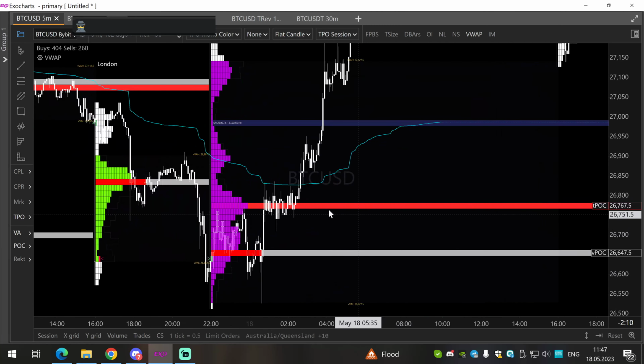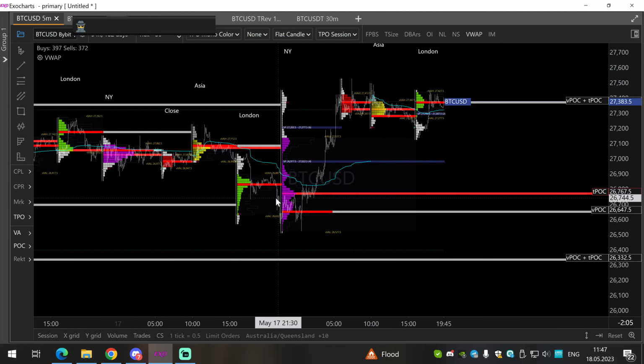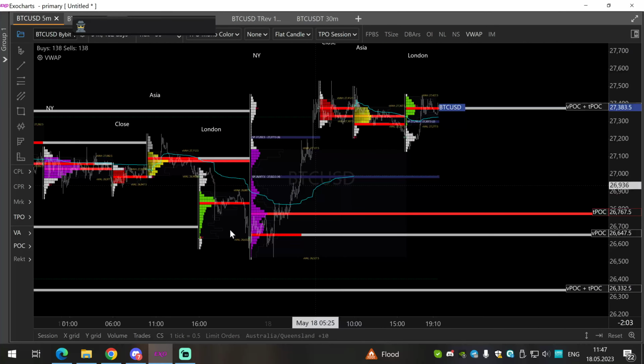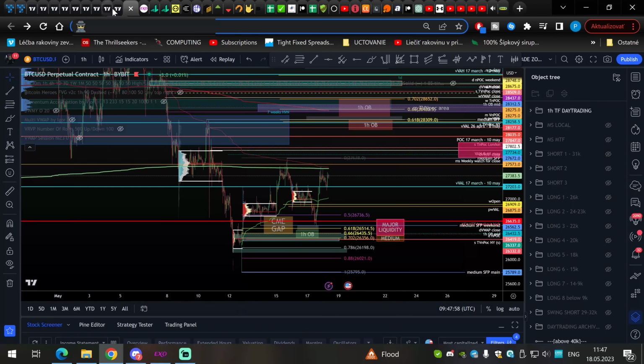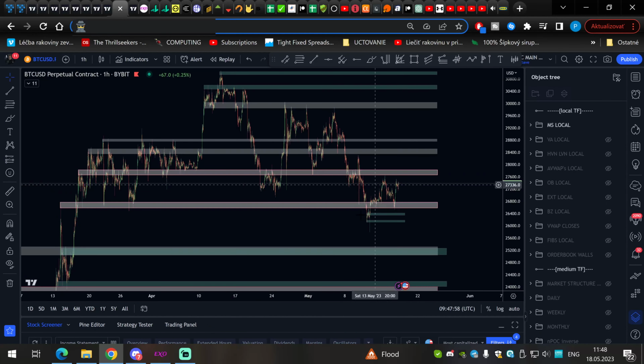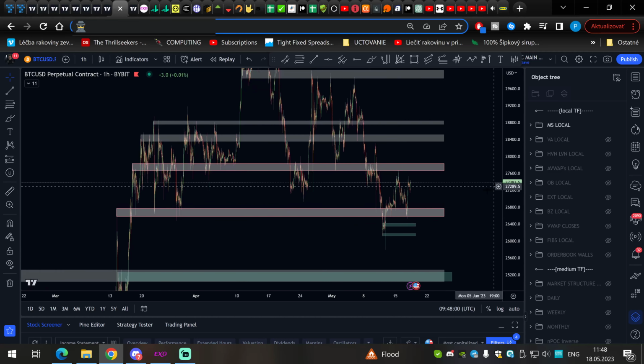Yeah, so under the golden zone, we are ready to watch 26,767 on the pullback. It will fill a lot of inefficiencies as well. Let me go over my tools as well. So, market structures. The market structures are your priority to understand.